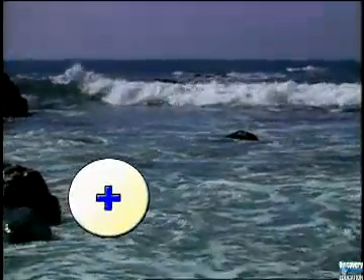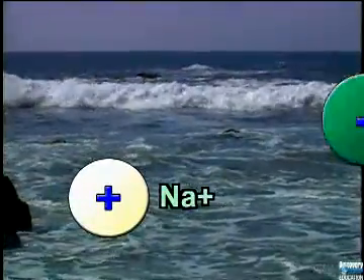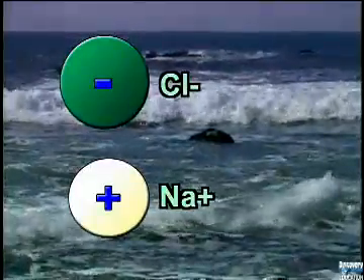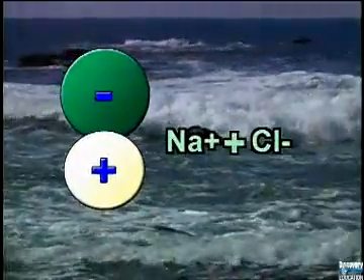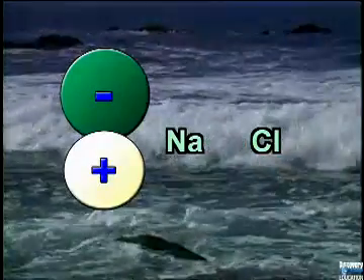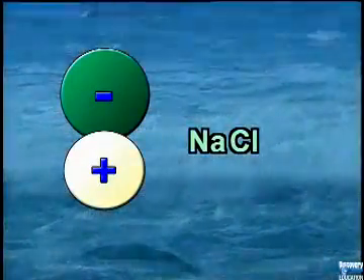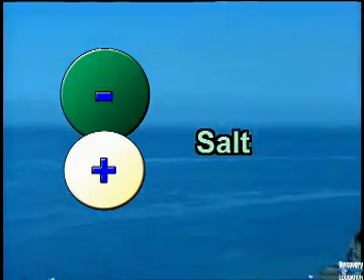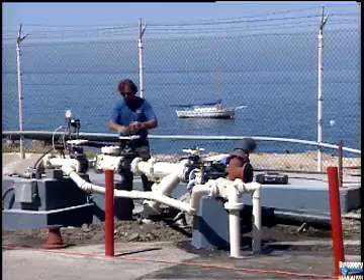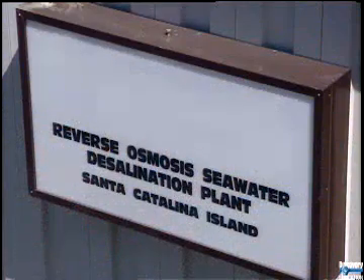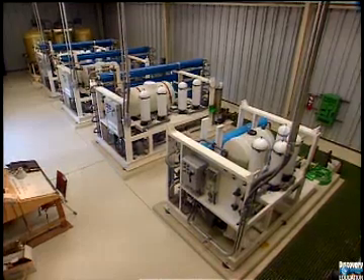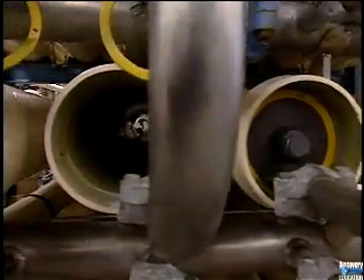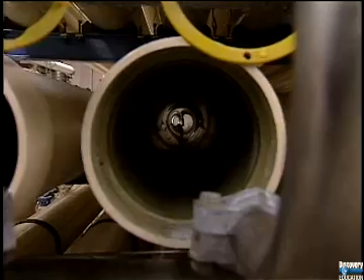Sodium atoms have an extra electron in their outermost shell, while chlorine atoms are one short of having a filled outer shell. As a result, when they come together, sodium donates its extra electron to chlorine, and they combine to form sodium chloride. Sodium chloride is otherwise known as salt. But if you can separate the salts from seawater, you are left with pure, fresh, drinkable water. The process of removing salt from seawater is called desalination, and it's just what the people of Catalina are doing.